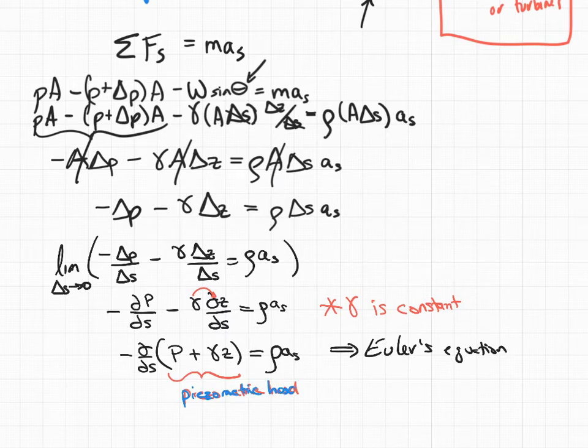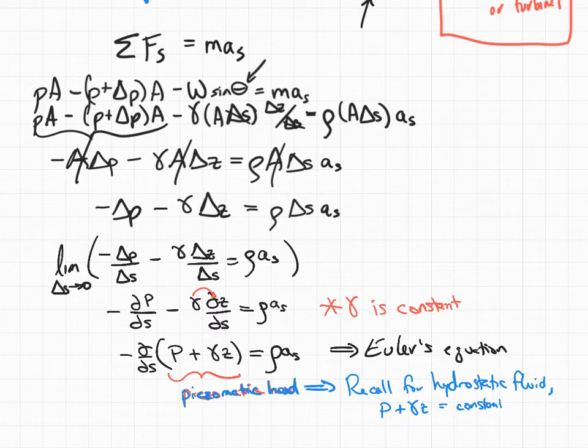You may remember, we went back to when we did hydrostatics. Recall for a hydrostatic fluid that P plus gamma Z equals a constant. So this is the piezometric head. In this case, though, we're not hydrostatic. We've got movement, we've got acceleration. So that's the next thing we're going to deal with.